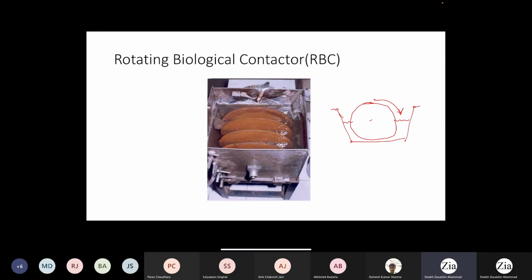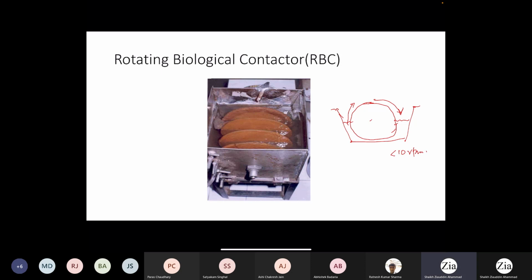So whenever you rotate the disk, for a certain period of time, it will get submerged in the liquid. So it will get exposed to the liquid. And then again, it will come out of the liquid area and it will get exposed to the air. So periodically, the biomass will get exposed to air and liquid. So whatever substrate will come in contact with the biomass, that will get utilized while it will rotate at very, very low speed. Generally, the rotational speed will be less than 10 RPM.